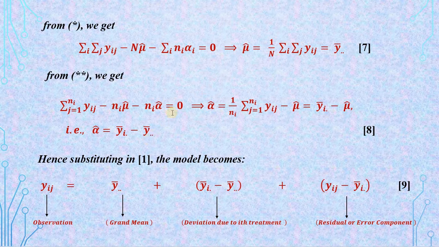So by substituting these two values of mu cap and alpha cap in the model, we have yij is equal to y double dot bar plus (yi dot bar minus y double dot bar) plus (yij minus yi dot bar). So here the first term yij is nothing but the observation. Then y double dot bar is the grand mean. Yi dot bar minus y double dot bar is the deviation due to ith treatment. And yij minus yi dot bar is nothing but the residual or error component.